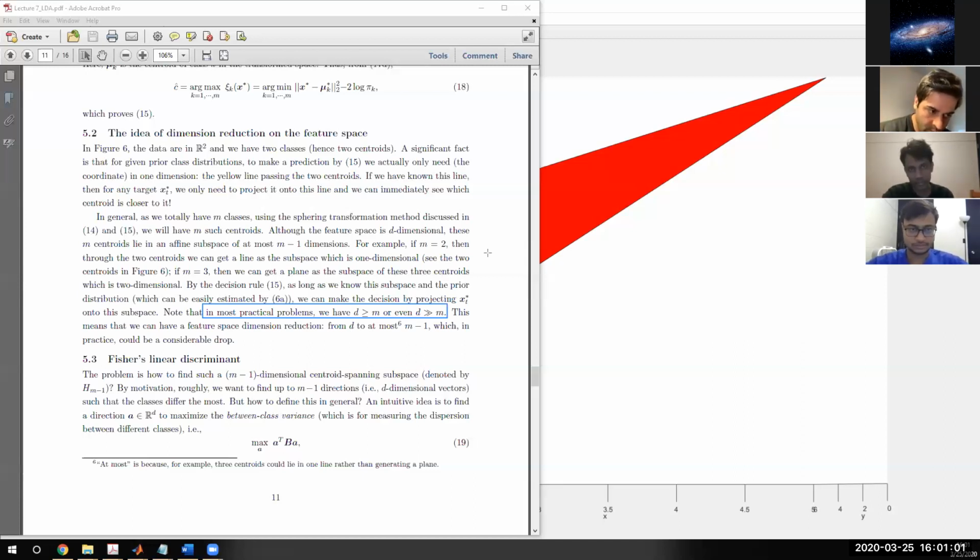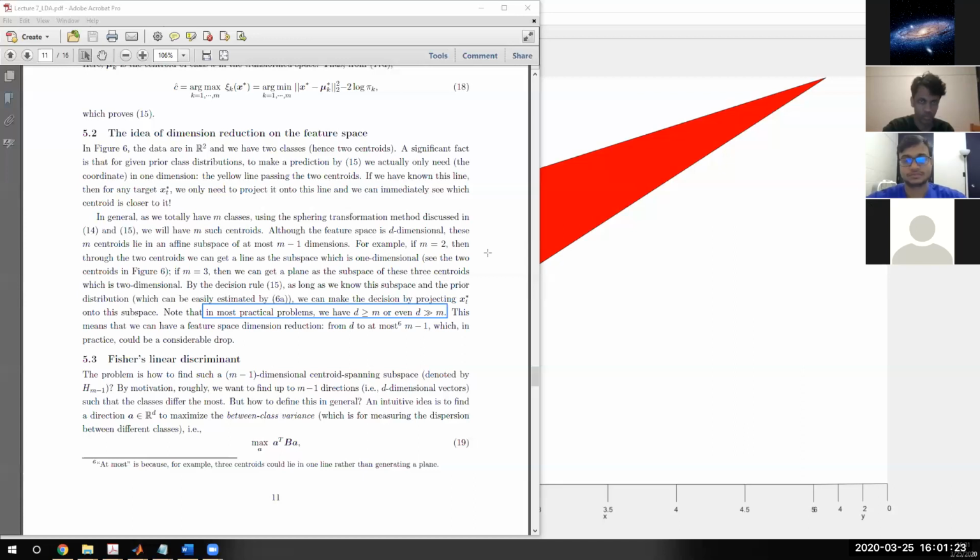Okay, suppose I have 3 classes. Then what is the rank of the spanned subspace? It's going to be 2. Why? Because from 3 points I can build a plane, right? Similarly, if you have 4 centroids, you are going to span a subspace of rank 3. Okay. So in general, these M centroids lie in an affine subspace, or let's say a hyperplane, of at most M-1 dimensions.